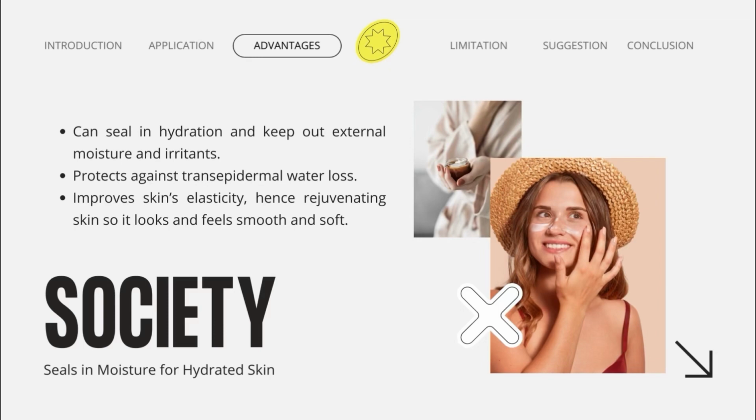Due to its occlusive characteristics, it can seal in hydration and keep out external moisture and irritants by forming a water-resistant film on the skin. Subsequently, this forms a barrier on the skin that protects against transdermal water loss. Surely, this improves skin elasticity, hence rejuvenating skin so it looks and feels smooth and soft. To add, active ingredients can penetrate the skin more effectively when it is hydrated.